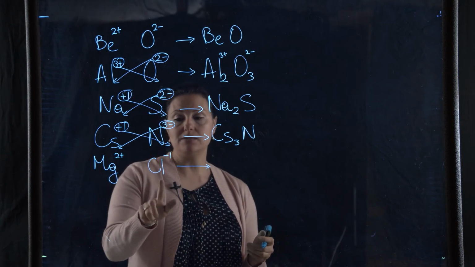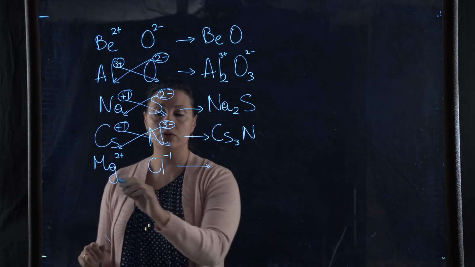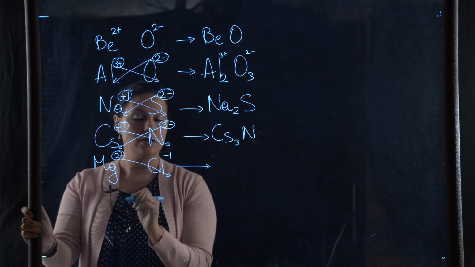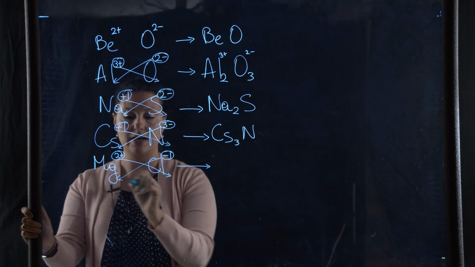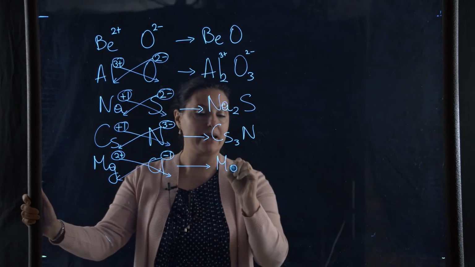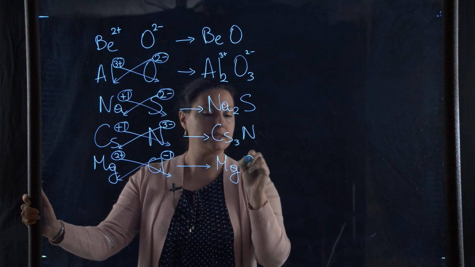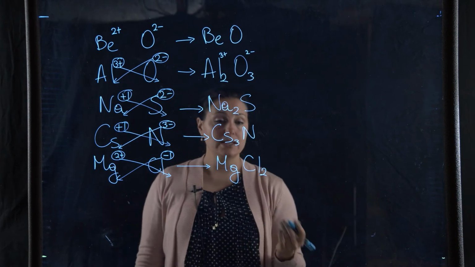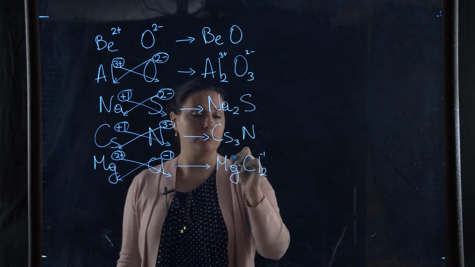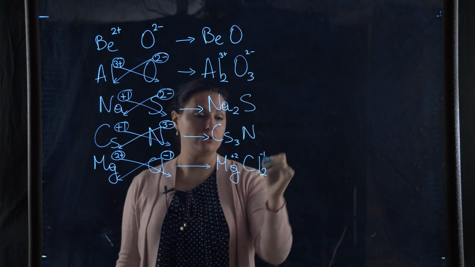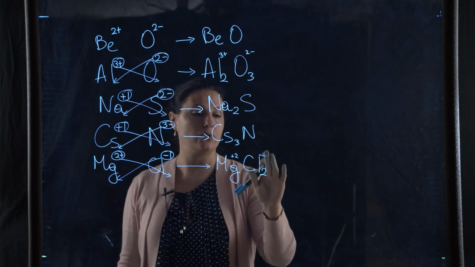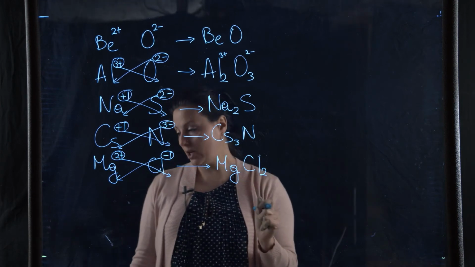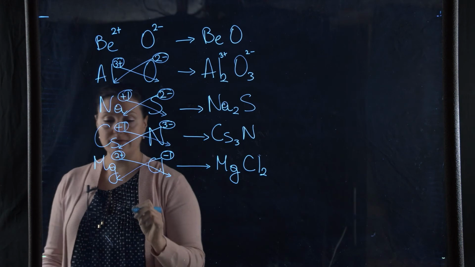So I have magnesium and I have chlorine. However, if I just wrote it as MgCl, it would not be balanced. If I take the charge of the magnesium and bring it down by the chlorine, and I take the charge of the chlorine and bring it by the magnesium, I will have magnesium 1, but I don't write it, and Cl2 for the chlorine. And this is balanced: +2 times 1 is +2, -1 times 2 is 2-, so it is balanced. Okay, so now let's move on to the last one, lithium and phosphorus.